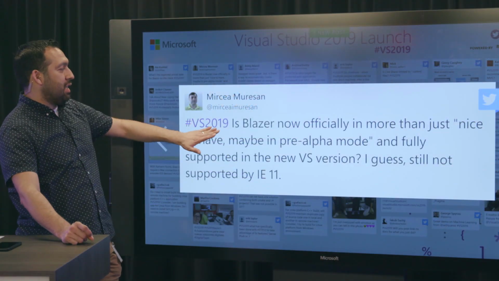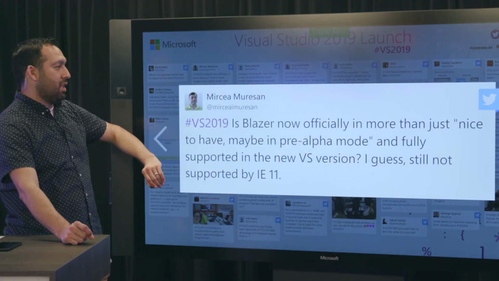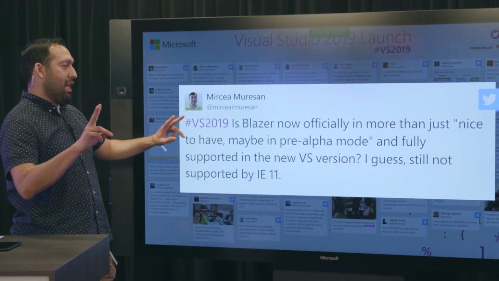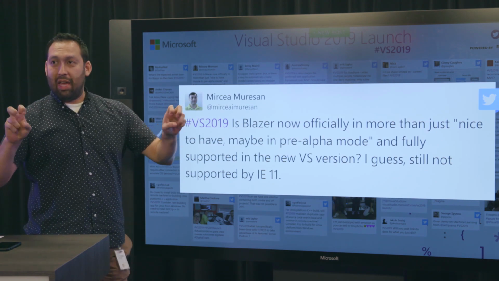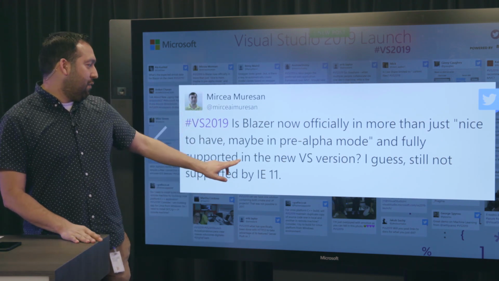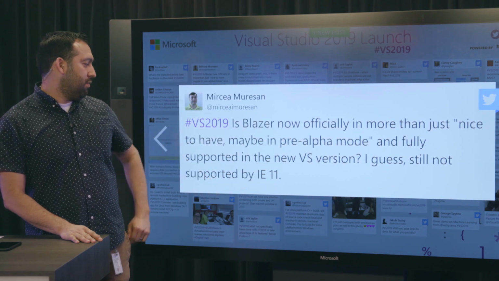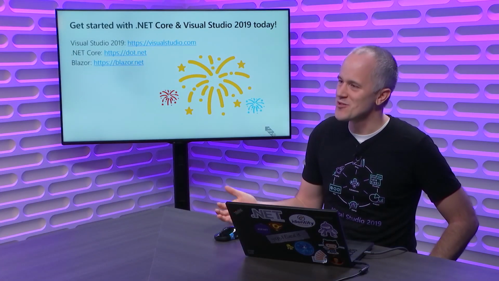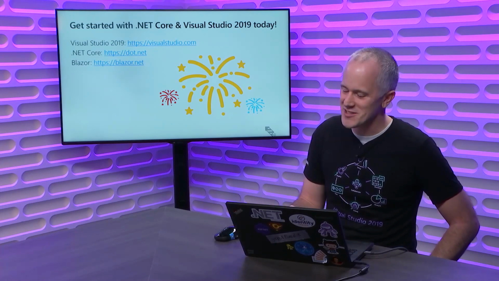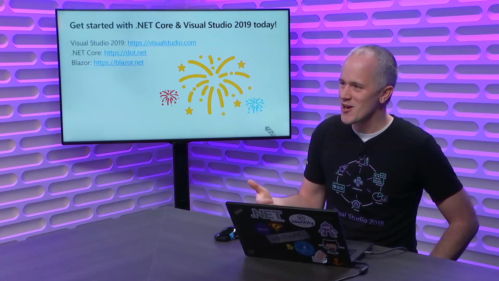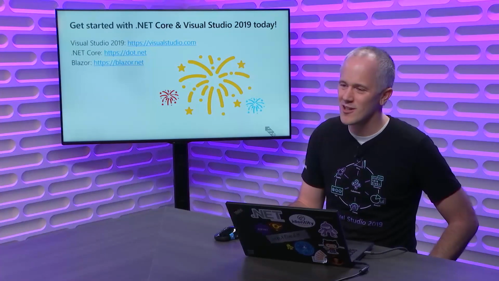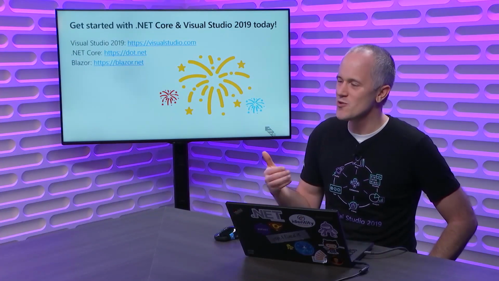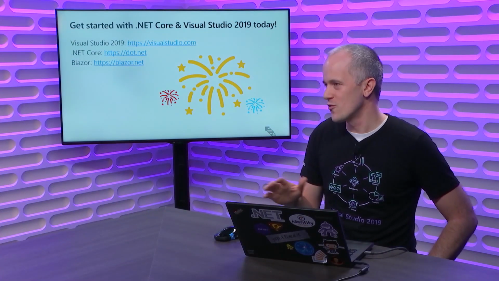Awesome. Next question. Is Blazor now officially in more than just the nice-to-have, maybe in a pre-alpha mode? I air-quoted that for you as he was watching. And fully supported in the new VS version? So Blazor started out as an experimental project, right? We were playing around with WebAssembly. Could we get .NET to work on WebAssembly? Is that even possible? We weren't even sure if people wanted it. We've been doing that experiment now for a little over a year.